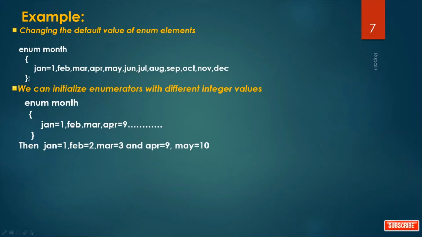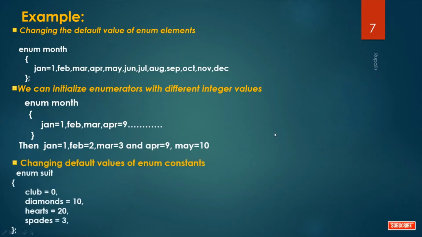Now when I write April equals to 9, automatically May becomes 10. So we can initialize enumerator with different integer values. We can also write this way. See here, we change each enumerator element's value differently. So changing default values of enum constants is also possible.